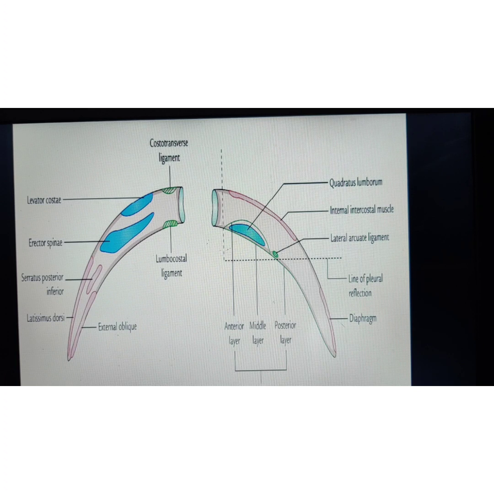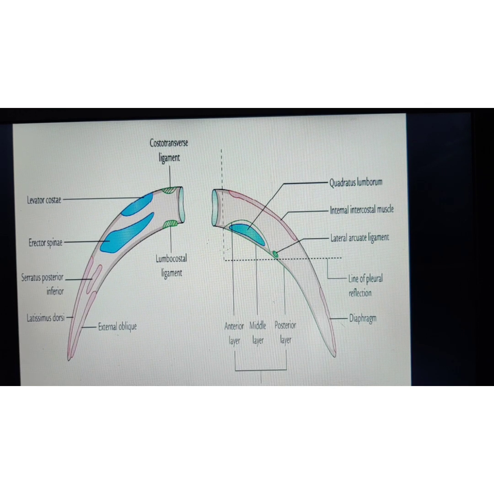Now there is an attachment of the thoracolumbar fascia, which has three layers: the anterior layer, middle layer and the posterior layer. The anterior layer is attached to the anterior surface or the inner surface just above the attachment of the quadratus lumborum. So this is the attachment of the anterior layer of the thoracolumbar fascia.